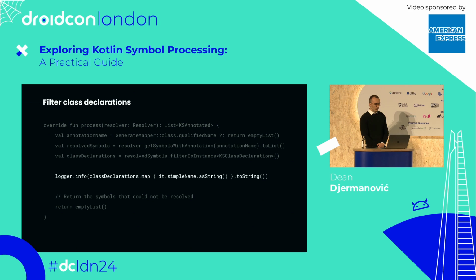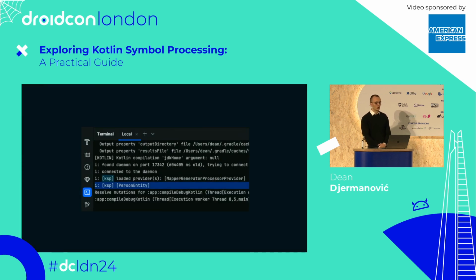And to verify if this works as expected, we are simply going to print all the items of the class declarations list to the console output. And if we build our code now, and if we check for the console output, we're going to see that there's only a single class that's annotated with generate mapper annotation, and that's our person entity data class. So this is what we are expecting to see.